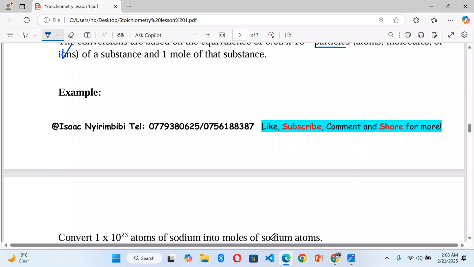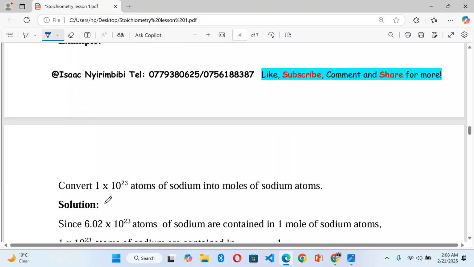Let's look at this example. This example says convert 1 times 10 to the power 23 atoms of sodium into moles of sodium atoms. So we want to convert these particles of sodium into moles. We said the particles can be atoms, molecules, or ions. Are we there? Now there's something that we already know, that 1 mole of any given substance contains 6.02 times 10 to the power 23 particles.